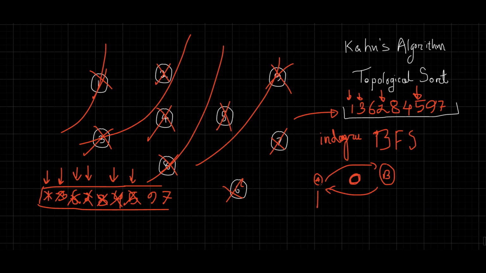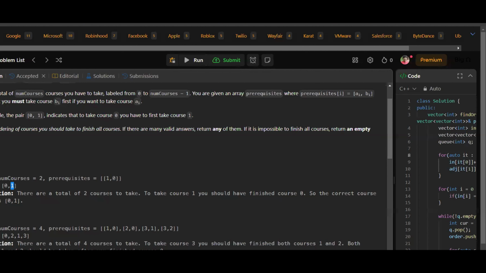That means course 1 is dependent on the course 2. Simultaneously, course 2 is dependent on the course 1. In those kinds of cases, none of the courses can be completed. And this is how basically we're going to solve this problem by using the BFS and Kahn's algorithm. I hope you understood the algorithm. Now let's move on to the code.